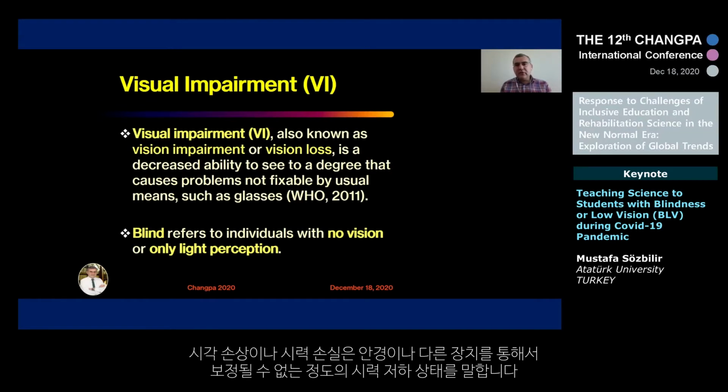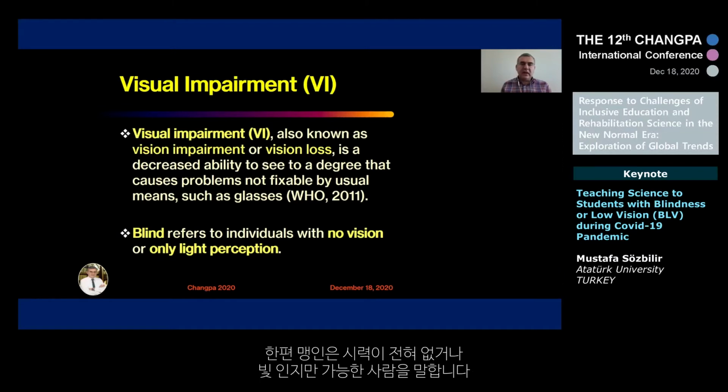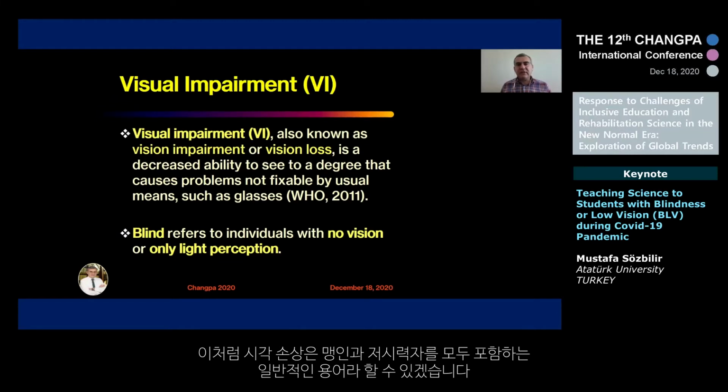Visual impairment, also known as vision impairment or vision loss, is a decreased ability to see to a degree that causes problems not fixable by usual means, such as glasses or other aids. On the other hand, blind refers to individuals with no vision or only light perception. So visual impairment is a much more general term. Blind people and low vision people are also covered inside the visual impairment term in general.